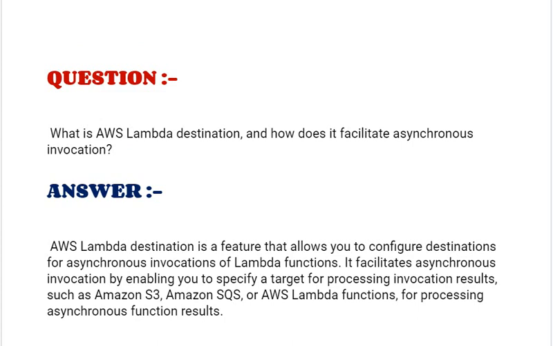Our next interview question is: what is AWS Lambda destination and how does it facilitate asynchronous invocation? Your answer should be: AWS Lambda destination is a feature that allows you to configure destinations for asynchronous invocations of Lambda functions. It facilitates asynchronous invocation by enabling you to specify a target for processing invocation results, such as Amazon S3, Amazon SQS, or AWS Lambda functions for processing asynchronous function results.